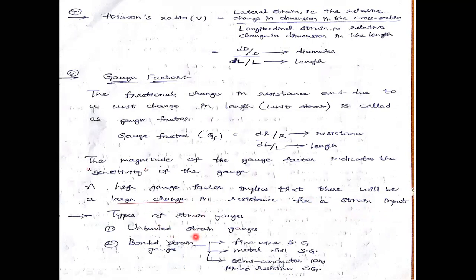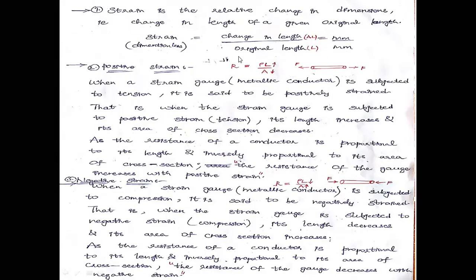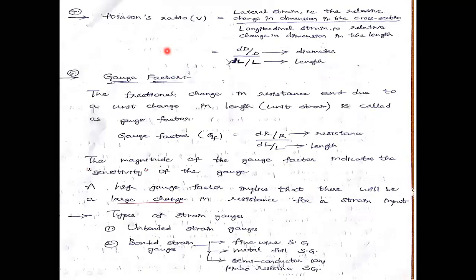Okay, this is about strain, that is change in the length. Positive strain is increase in the length but decrease in the area. Negative strain is decrease in the length but increase in area. Poisson's ratio is the relative change in diameter to the relative change in the length. Gauge factor is the relative change in resistance to the relative change in the length, and this gauge factor acts as the sensitivity. This is about the key terms we have learned yesterday.